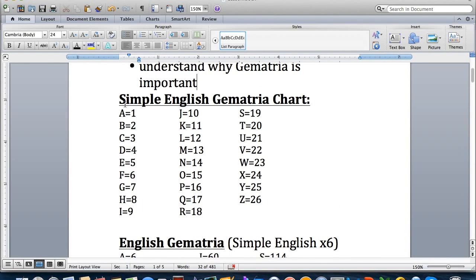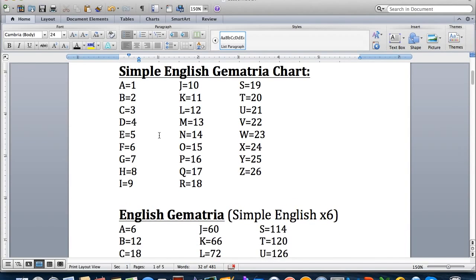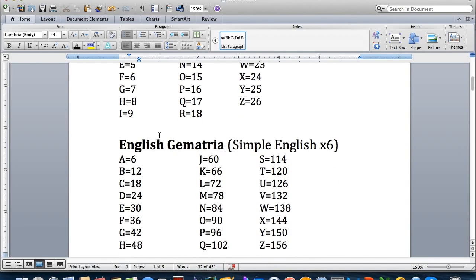To add up the word simple, S would be plus 19, I would be plus 9, M would be plus 13, P would be plus 16, L would be plus 12, E would be plus 5. This word adds up to 74. If you do the same thing with English and Gematria, you will find out that the words simple, English, and Gematria all sum to 74. And think about the United States birthday, the 7th month, 4th day, 7-4. And as we move on, we'll see that is no coincidence.